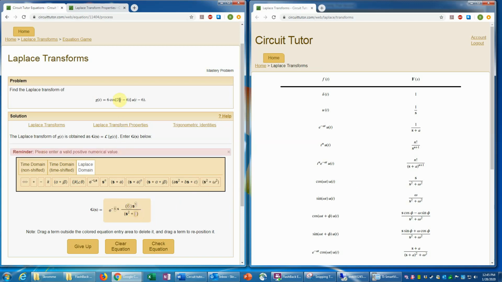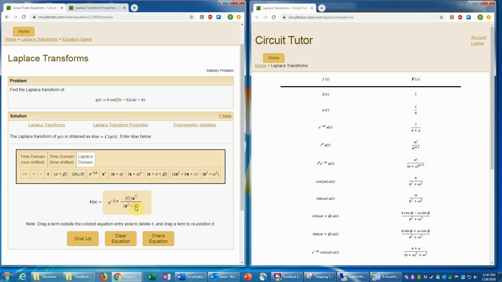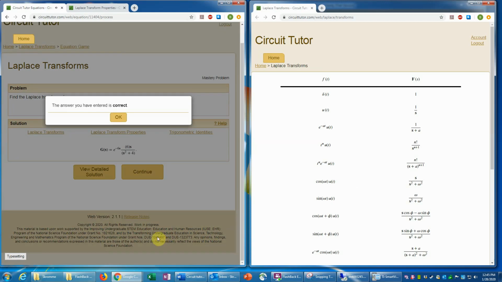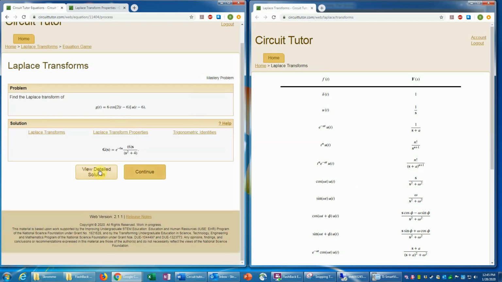And the omega here will be the coefficient of the, in this case, t minus 6 in the cosine. So that will be the 2, and I need to square that here. So that will be 2 squared, or 4. So that should complete that answer. And so we'll check that. And that is correct. Okay, and again, detailed solution is available if you need that.